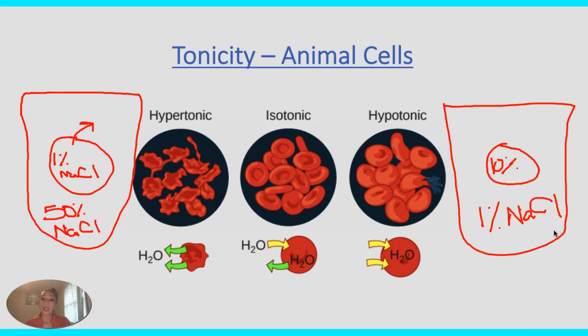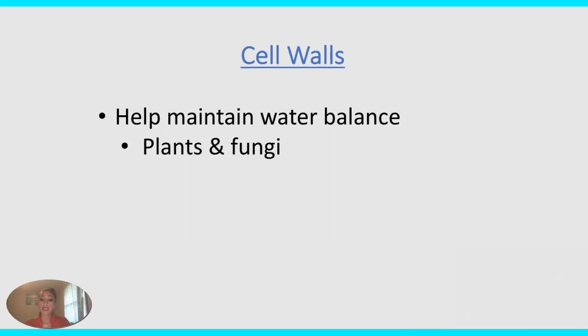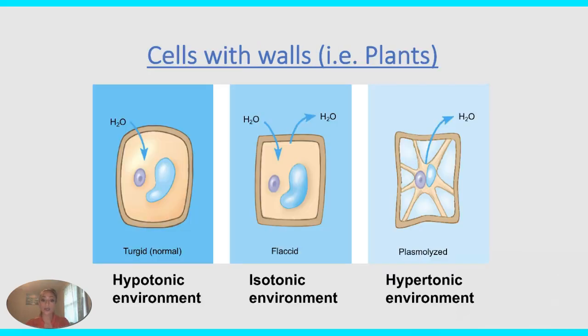But the problem with this one is when you put a cell into a hypotonic solution, it's going to fill and fill and fill inside of the red blood cell until it finally bursts, because there's nothing protecting it from getting too swollen here. So it will eventually burst in the animal cell. But plant cells and fungi have cell walls. These actually help to maintain this water balance, okay?